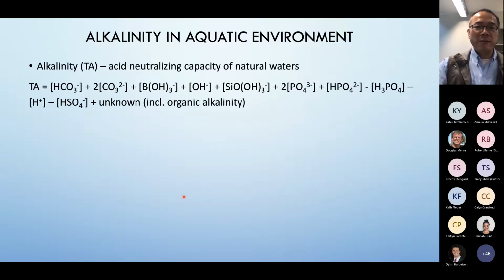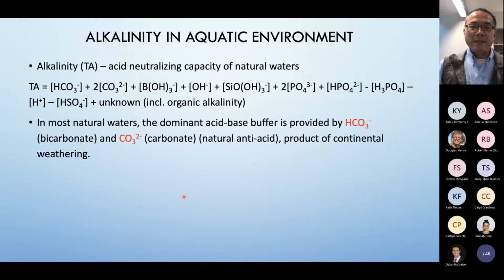On the alkalinity. So alkalinity, for those of you that are chemists, you probably already know this, but for those of you that are not, don't sweat. Alkalinity by definition is a pretty daunting, long equation. But in most natural waters, what you see in alkalinity is mostly bicarbonate, which is what you get if you dissolve baking soda into the water, and a little bit of carbonate. So they are called the natural antacid.